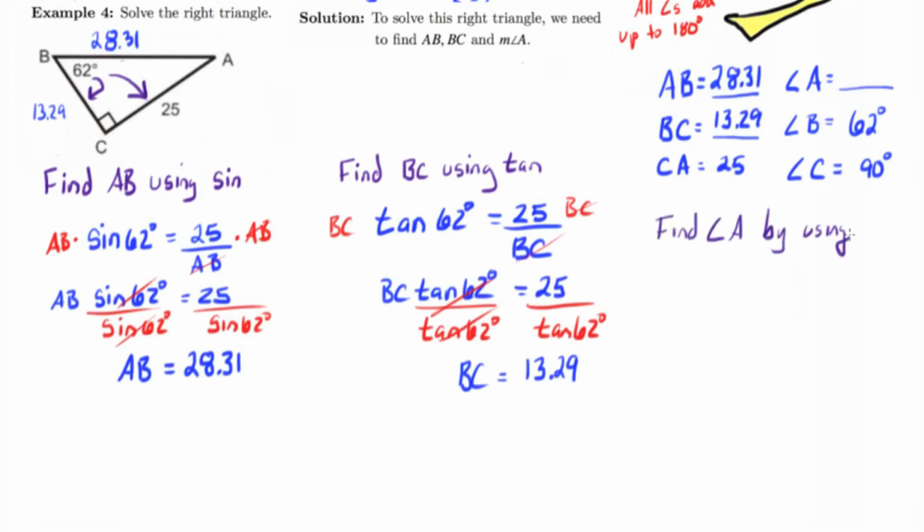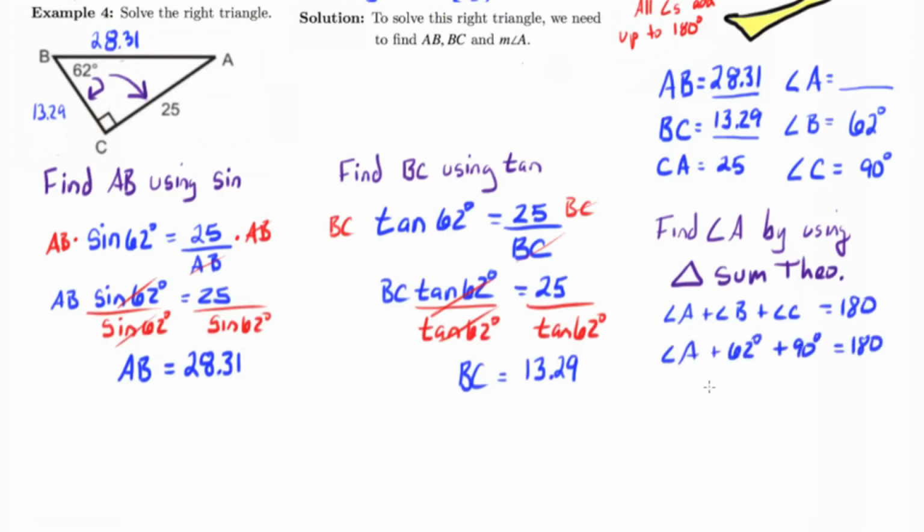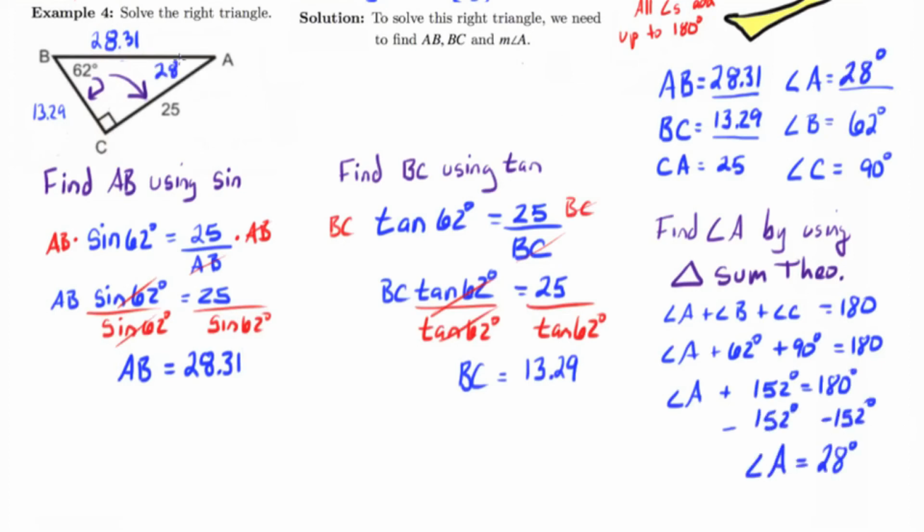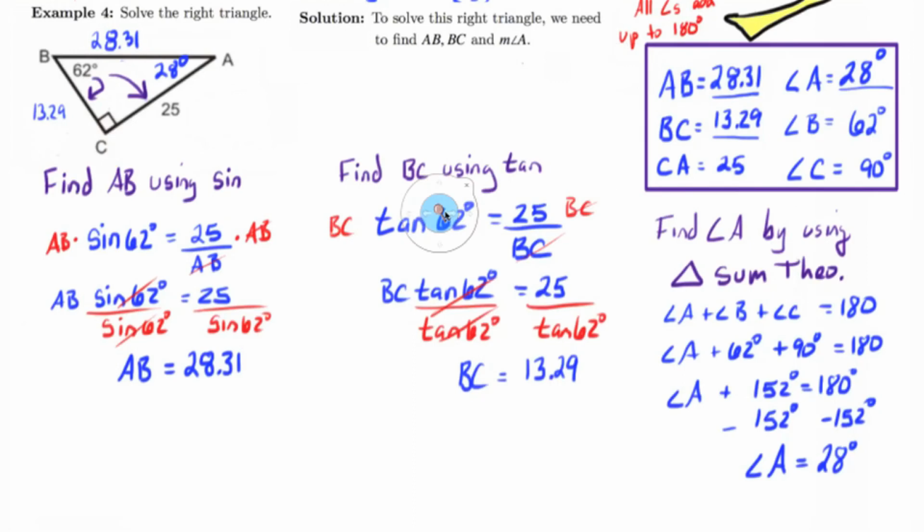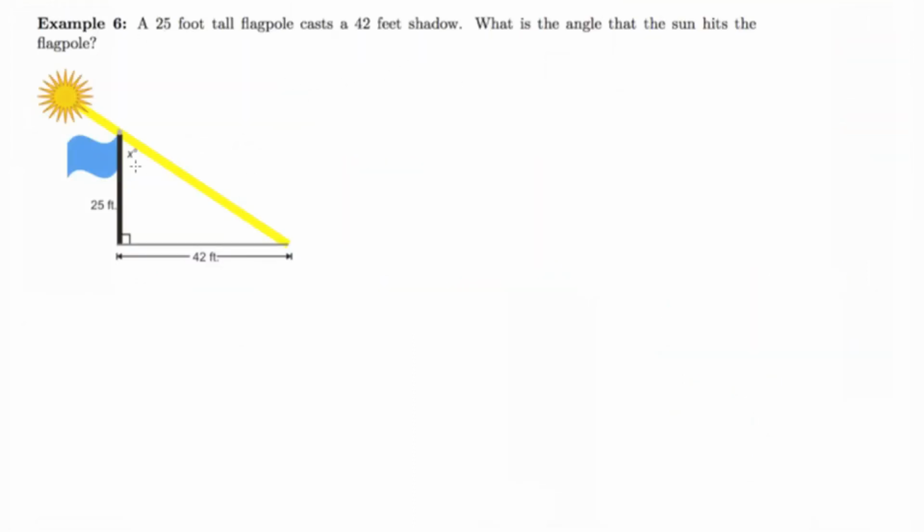And then lastly, we can find angle A by using the triangle sum theorem. Angle A plus angle B plus angle C equals 180. So I make my substitutions for 62 and 90, and I get angle A is 28 degrees. And that's it.